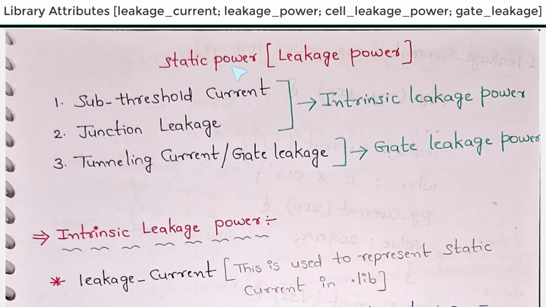So in static power, till now we have seen these three things. We know that static power is also called leakage power, and these three come under static power: subthreshold current, junction leakage, and tunneling current, which is also called gate leakage. Here the first two come under intrinsic leakage power, and the third one is called gate leakage power. Now let us see the first one, what is intrinsic leakage power.